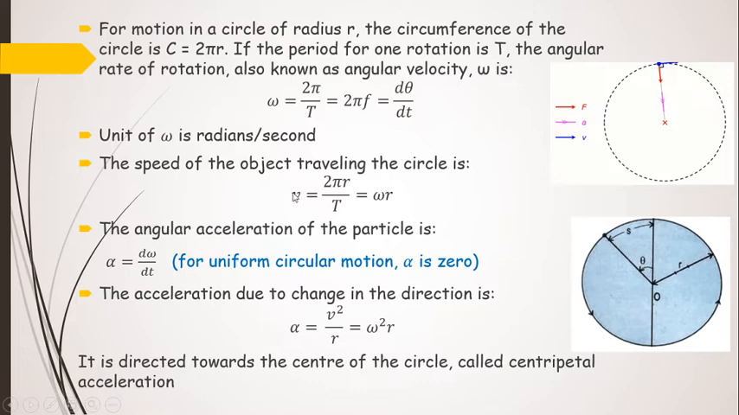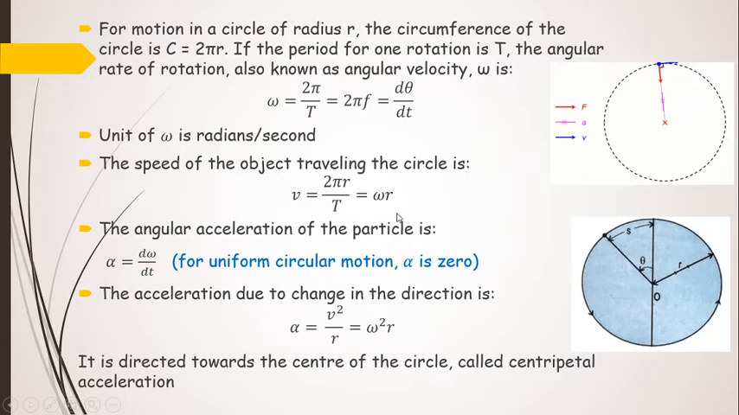The speed of the object is related to the distance and time by the formula v is equal to 2 pi r upon T, which is equal to r into omega. The relation between linear velocity and angular velocity is given by this formula: v is equal to r into omega.